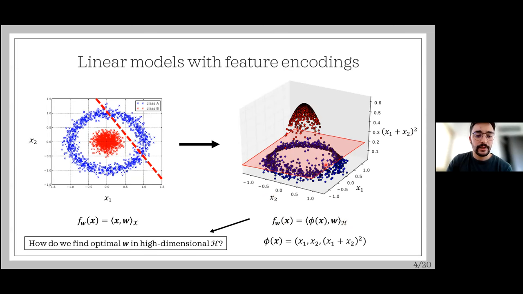Okay, so a very basic question that arises here is that once we've done this mapping from data space to a new feature space, how easy is it to find this optimal weight w that would perfectly separate or optimally separate your data points in this feature space?